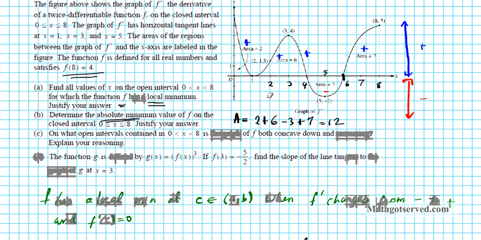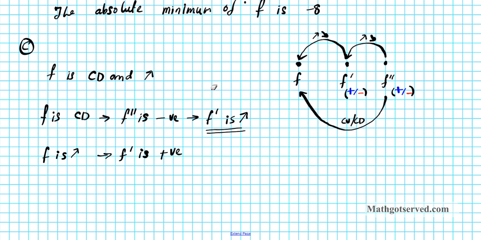Let me check it again. Oh, I made a mistake here. If f double prime is negative, then f prime is decreasing. So negative means decreasing. All right, so we need to look for where f prime is decreasing and where f prime is positive. So positive and decreasing, that's what we need.